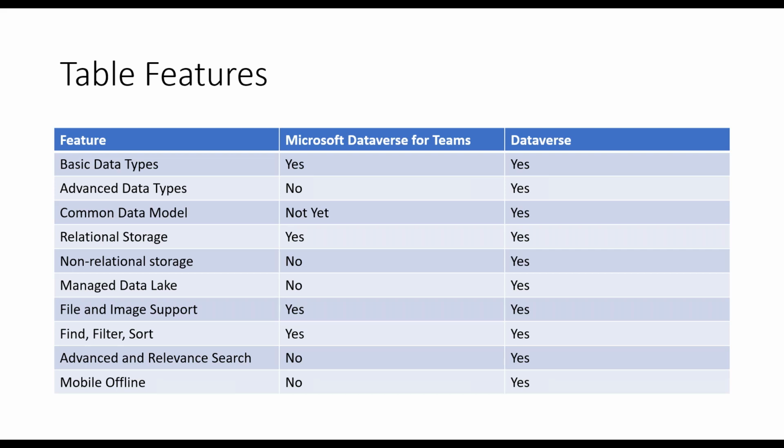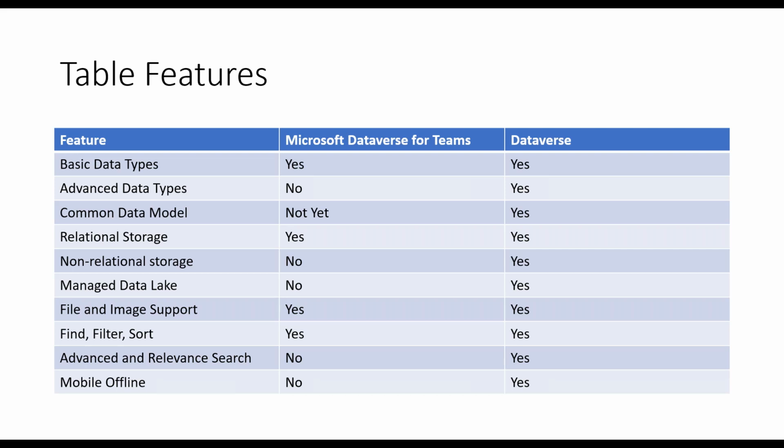Again, Dataverse for Teams is a subset, so there are some things we're not going to be able to do that we can do in the full-fledged version of Dataverse, just things I like to point out. In Dataverse for Teams, we're going to get features like your basic data types, so your single-line text, your choice, Boolean, things like that, and relational storage. That's a big benefit. So you might be wondering, well, why exactly would I use this Dataverse for Teams and not just a SharePoint list like I'm using now?